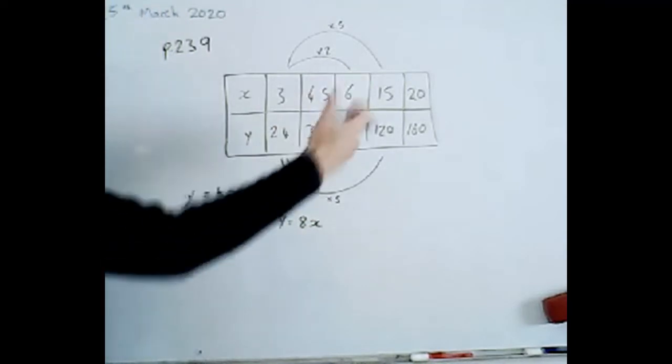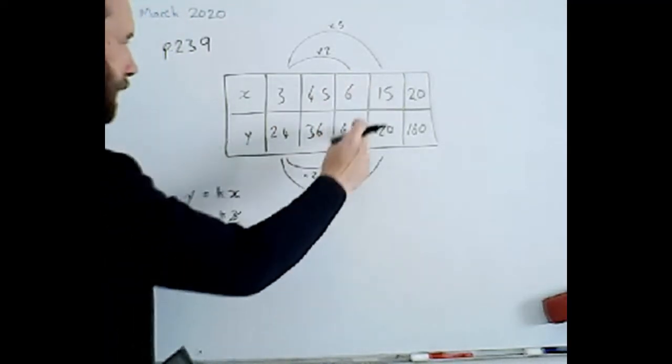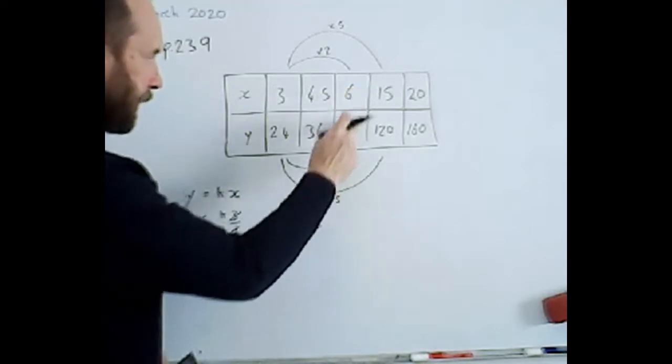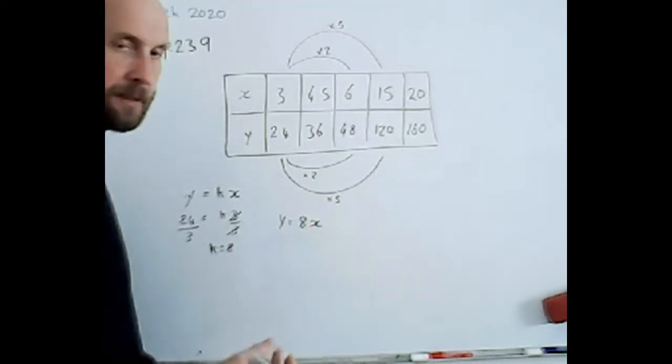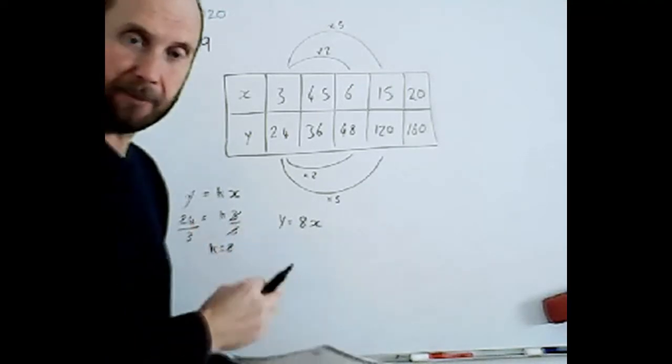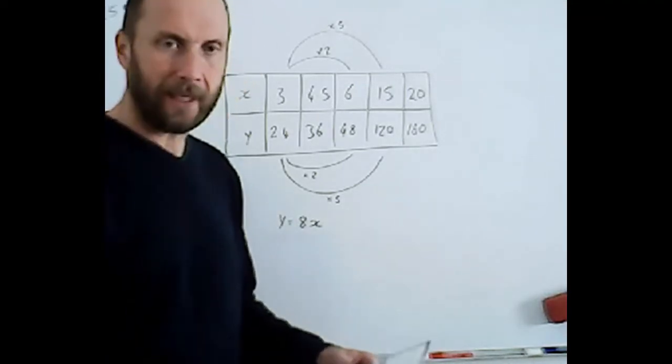And we can check it with the other ones here, where y equals 8 times x, so we can say y, 48, equals 8 times 6. So we've got that right, and we can check whether it is in direct proportion by doing that, and we'll do more of that later.